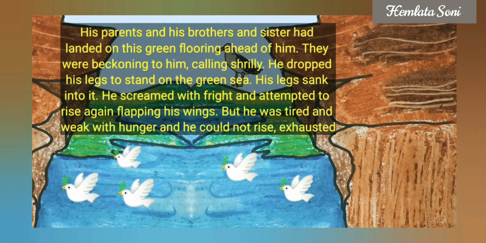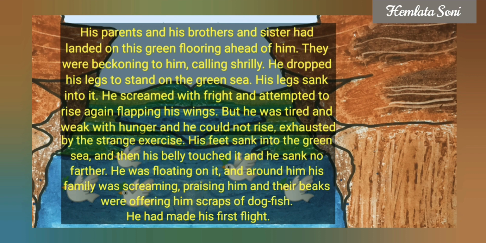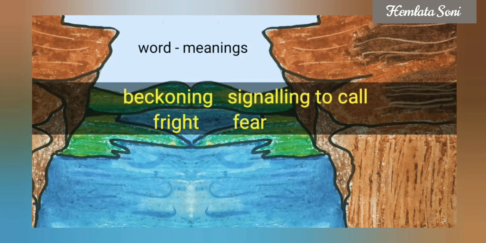His parents and his brothers and sister had landed on this green flooring ahead of him. They were beckoning to him, calling shrilly. He dropped his legs to stand on the green sea. His legs sank into it. He screamed with fright and attempted to rise again, flapping his wings, but he was tired and weak with hunger, and he could not rise. Exhausted by the strange exercise, his feet sank into the green sea, and then his belly touched it, and he sank no farther. He was floating on it, and around him his family was screaming, praising him, and their beaks were offering him scraps of dogfish. He had made his first flight. Word meanings: beckoning means signaling to call; fright, fear.